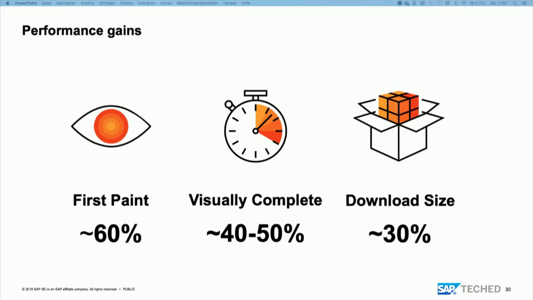We could reduce the time until the user perceives everything to be done because it's visually complete, right? Maybe JavaScript is still processing in the background, but visually it seems to be done, right? We could reduce this by 50%. And the download size overall we reduce on average by 30%. That's due to the modularization and the tooling, right?